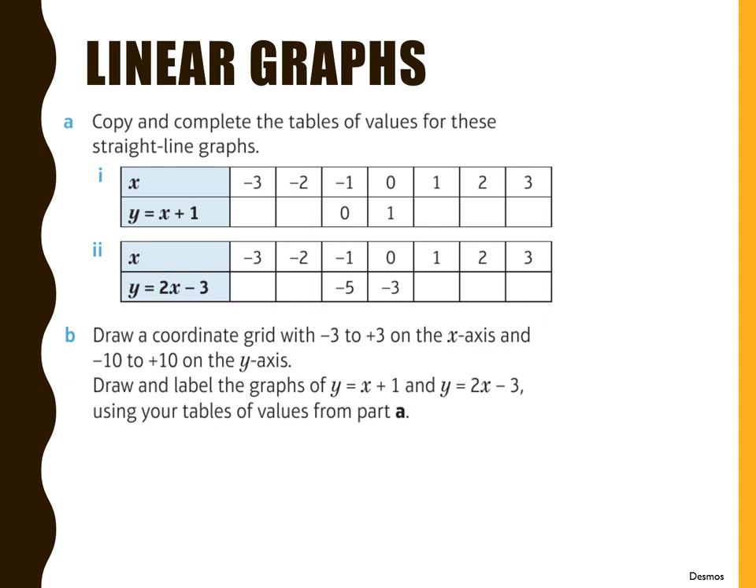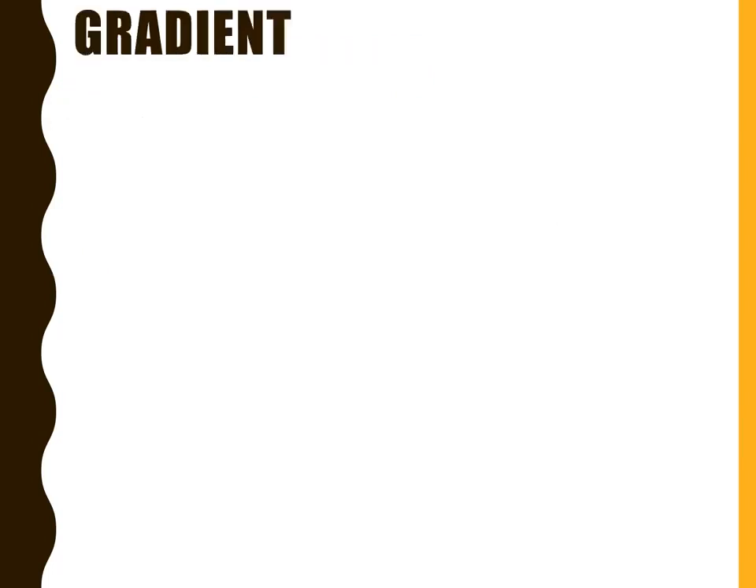So how can you check if you got it right? Well, y equals x plus 1. This graph has to cross the y-intercept at 1. The other graph has to cross the y-intercept at -3. That's how you check your graph is accurate.